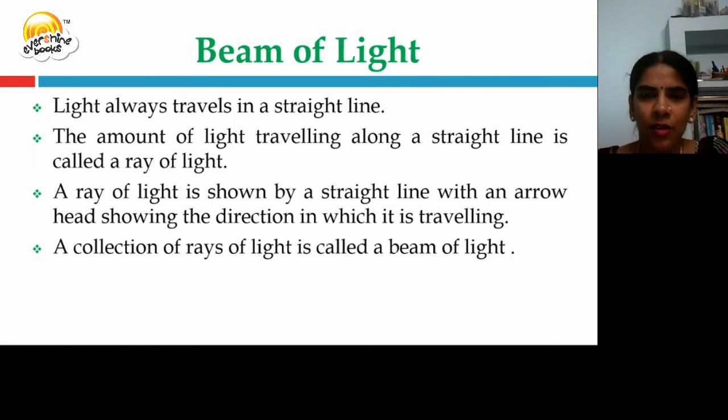So, light travels only in a straight line, that is rectilinear. The amount of light traveling along a straight line is called a ray of light. A ray of light will always carry an arrowhead showing the direction in which it is traveling. A collection of rays of light we call a beam of light.